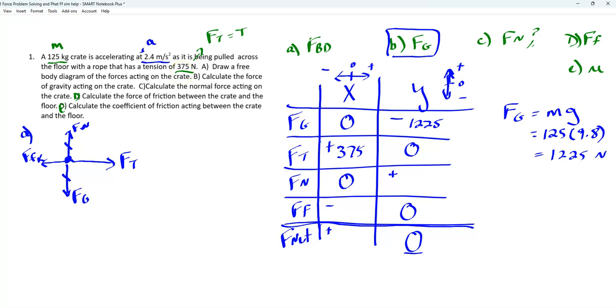For the normal force, we're trying to solve for this box. There is no formula for the normal force, but we know that when we add these together, they should go to 0. So negative 1,225 plus some number equals 0. So this should be the same value, just in the opposite direction, or 1,225 going up. That doesn't happen in every situation, but in basic ones, that's what happens. So a lot of times the normal force and the gravity force balance each other out.